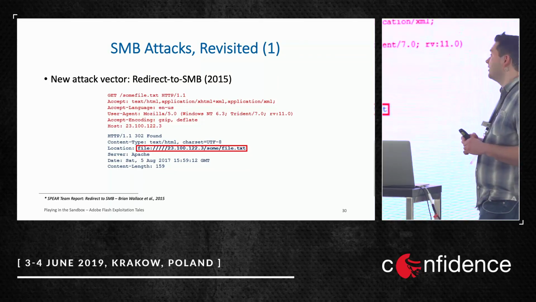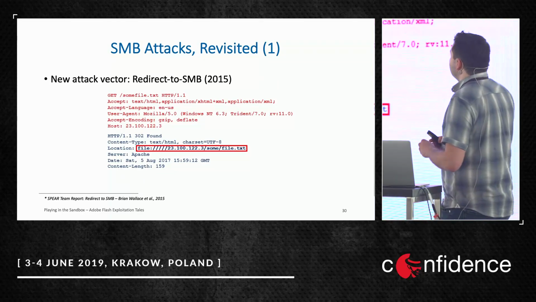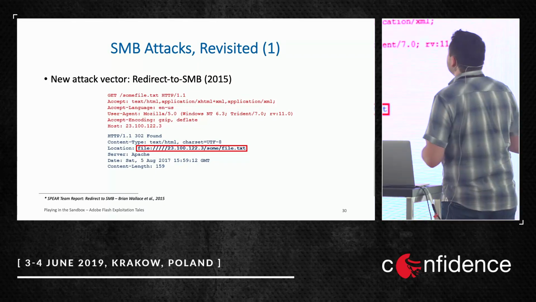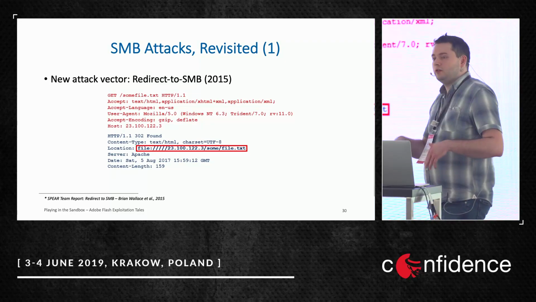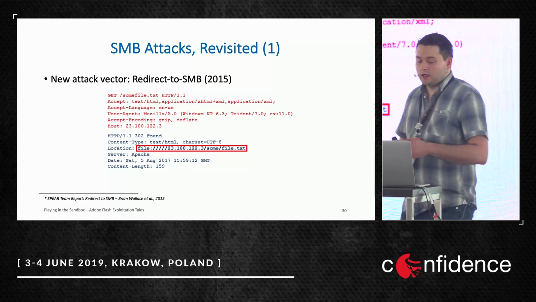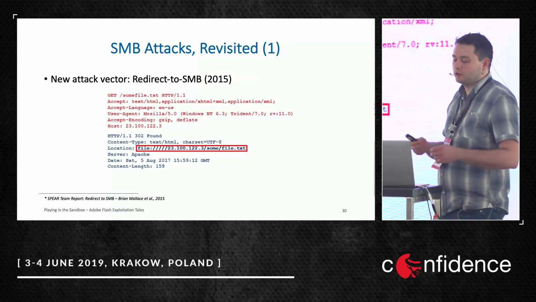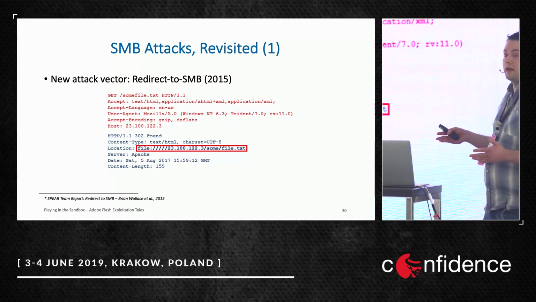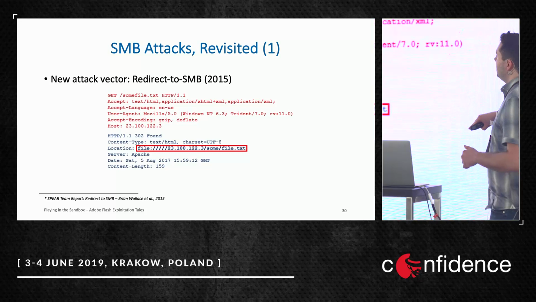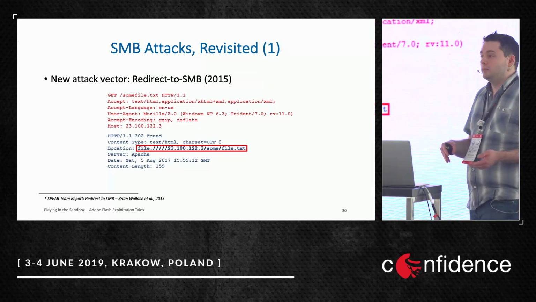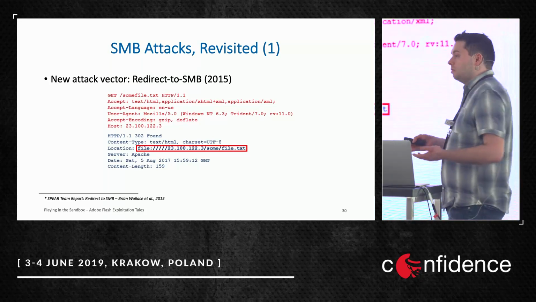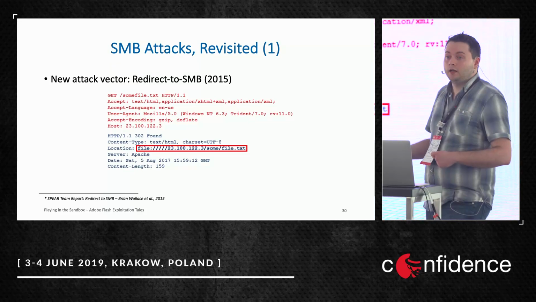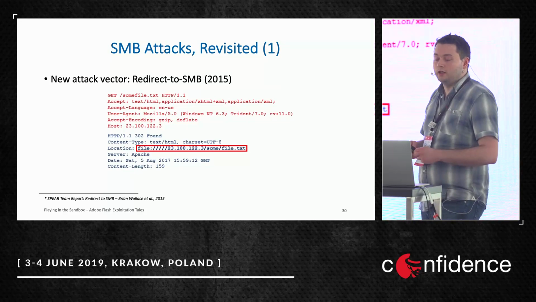So let's go back to SMB. Back in 2015, there was a publication on a new attack, and it basically works like this. You have an HTTP client, and it requests some file from a remote attacker-controlled server. The server will respond with a 302 redirect header. But in the location header, it will not put another HTTP resource, but a reference to the same kind of file style UNC path that I previously showed in the previous slide.